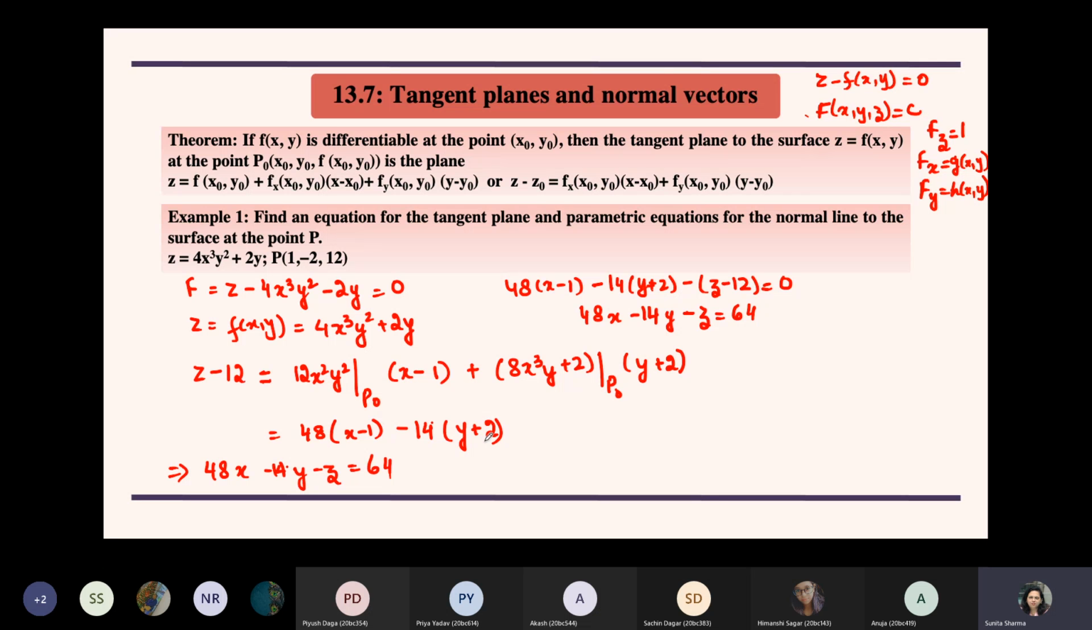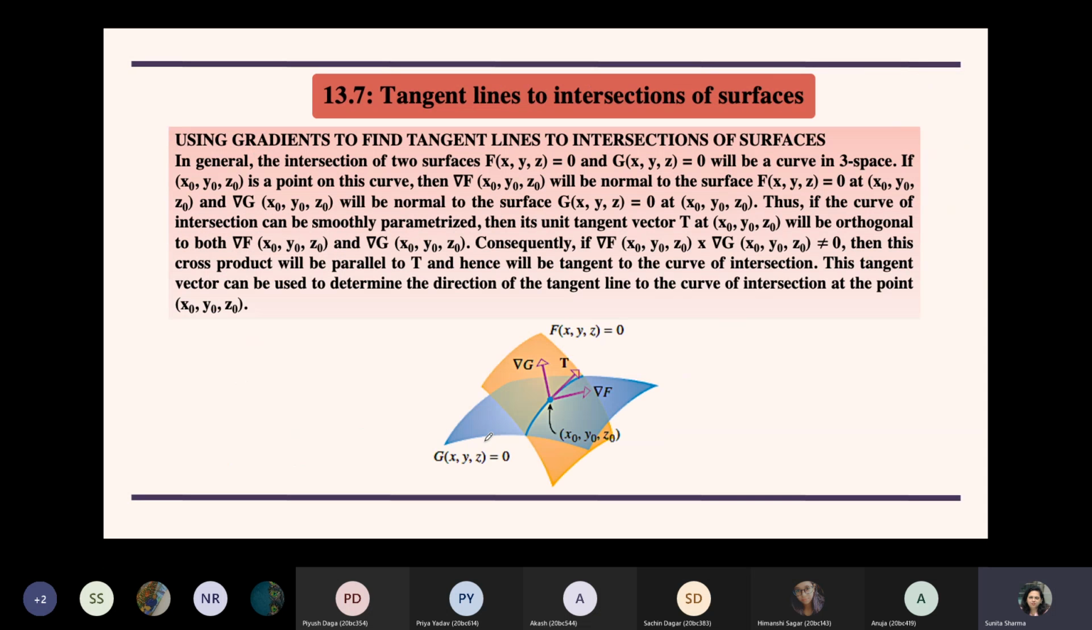Okay, so next I move on to the second type of questions which are there in this particular section, that is to find tangent lines to intersections of surfaces. If I have two surfaces given to me, how to find the equation of the tangent line to the intersection. The intersection of any two surfaces will be given by a curve. You can see here from the diagram, you have a yellow colored surface and a blue colored surface, and when you take the intersection of these two surfaces, you get a curve. Now you are required to find a tangent line to this curve at this given point.